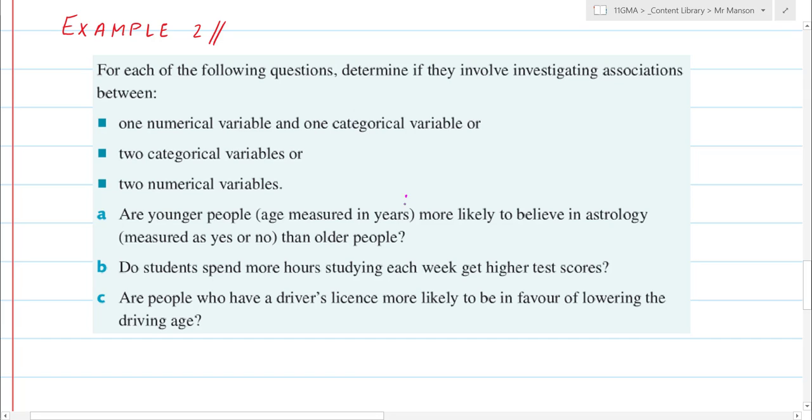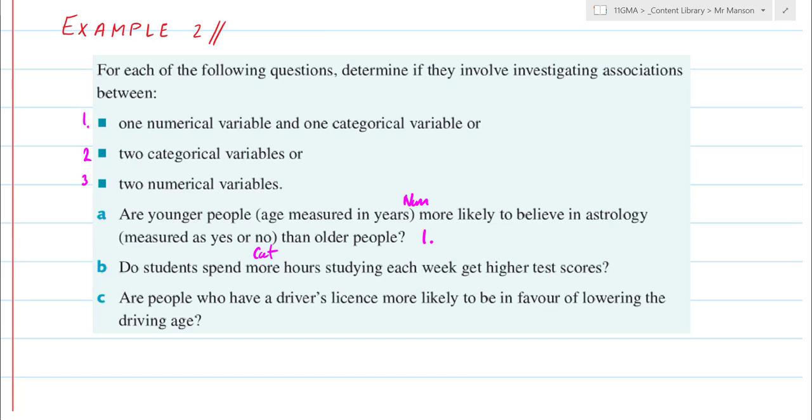So years is a numerical. Yes, no is a categorical. So if I call these 1, 2, and 3, this is option 1, a numerical against a categorical. Once you've identified that, you go off and follow a particular procedure for analysing that data.